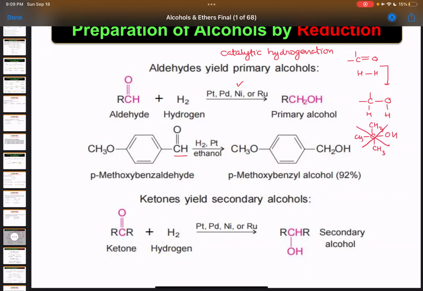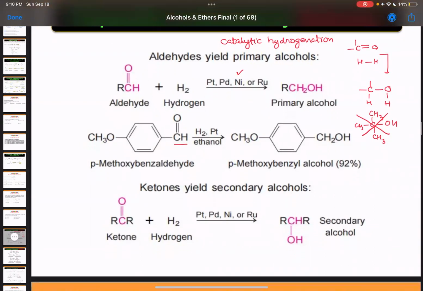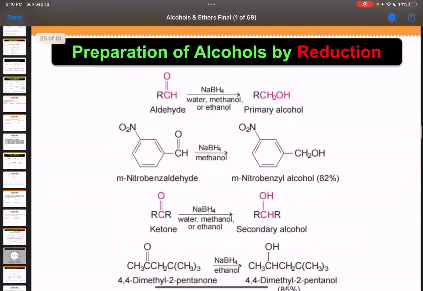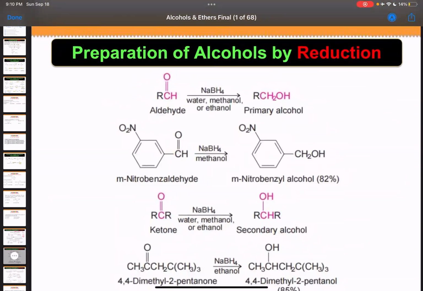Aldehyde and ketone have only two alkyl groups or hydrogens on the carbonyl carbon. If you add H and H, you are going to get either primary alcohol or secondary alcohol. Tertiary alcohol can't be prepared, right? Correct. And there is another set of reagents, and these are known as hydride donors.